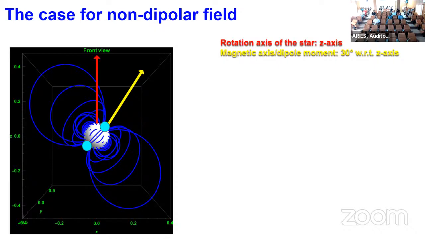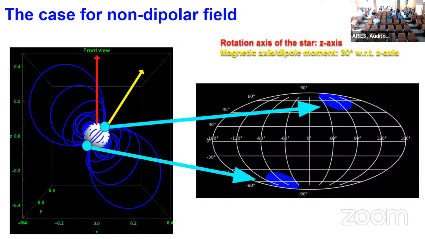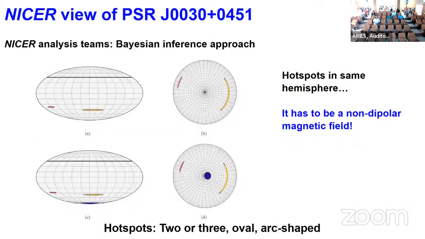And if you want to plot them on the so-called Mollweide projection, which is where we plot our world map, this is what they're going to look like. So there is absolutely no way that you can have a dipolar field and have hotspots in the same hemisphere. That's what the case for a non-dipolar field is. So it has to be a non-dipolar magnetic field, and I hope everyone is nodding now.